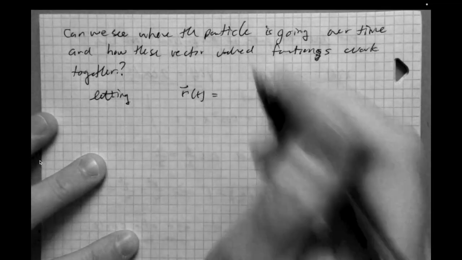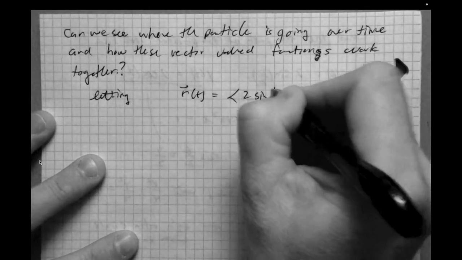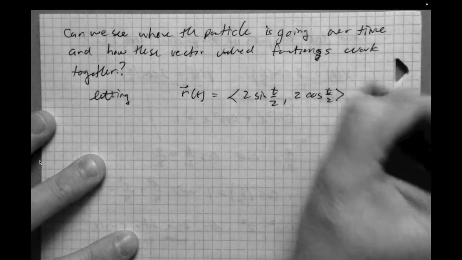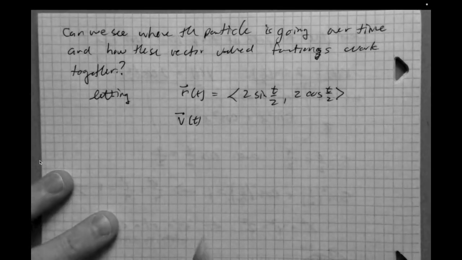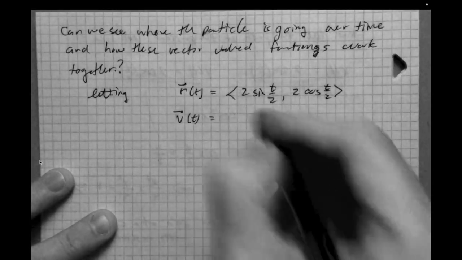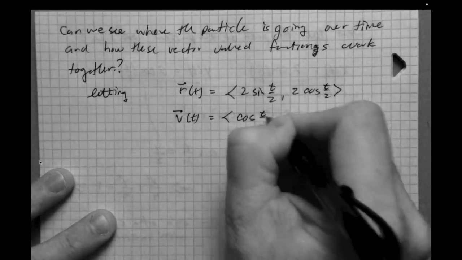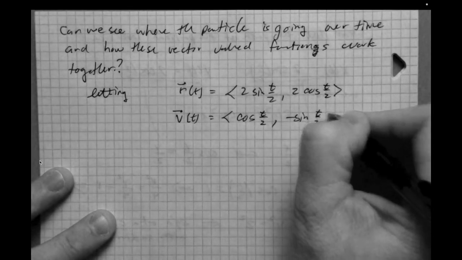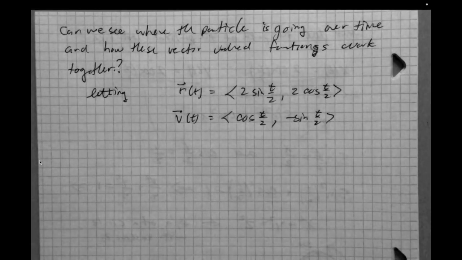I'm going to switch notation. We're going to switch to the vector notation here. So this will be 2 sine of t over 2, comma 2 cos t over 2. And the reason I'm switching here is because we're going to build a table of values. And it's just a little easier when you've got the component form like this, I think. So this will be cos of t over 2 and negative sine of t over 2. It's also useful being able to switch between these two notations.